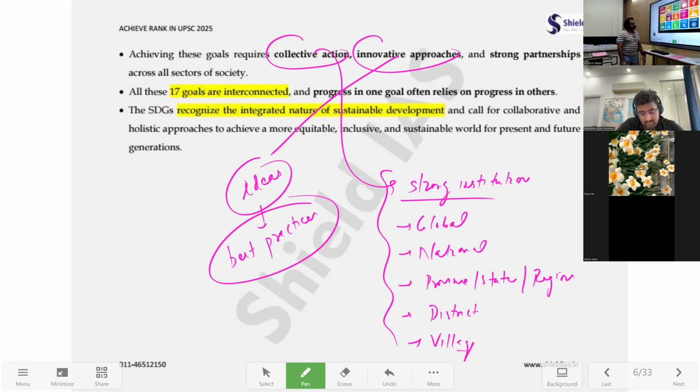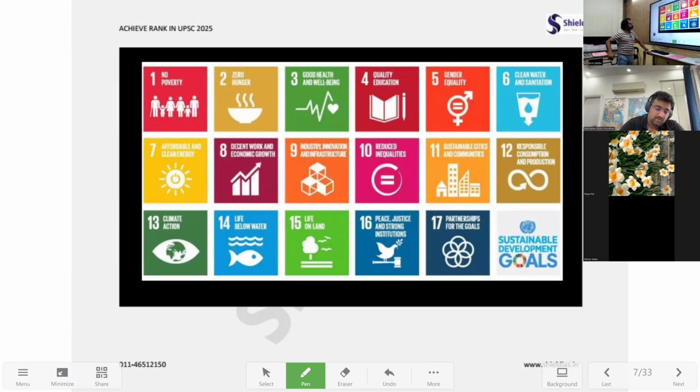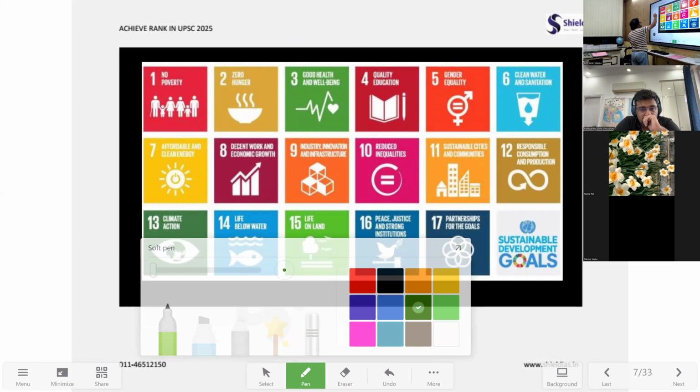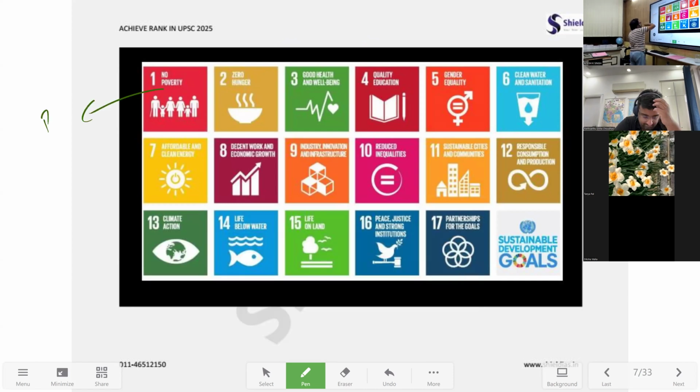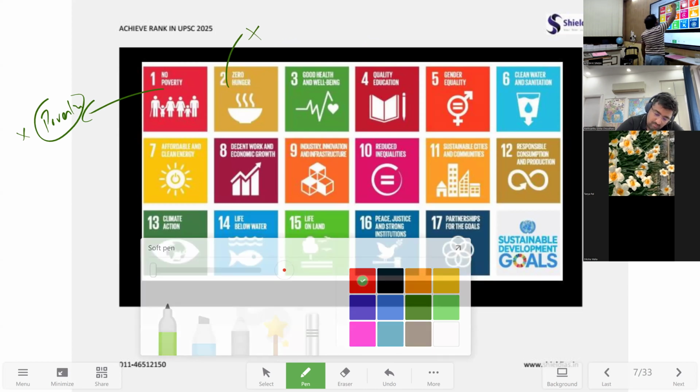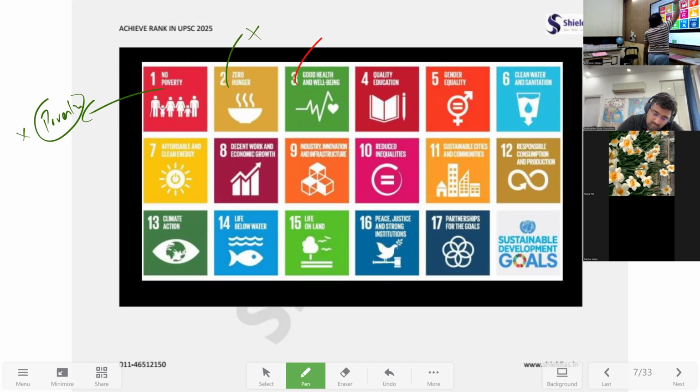So all these are 17 SDGs, sustainable development goals. Let's see them one by one. Now, first requirement is abolition of poverty. Now, how are these goals interconnected? When you reduce poverty, when you abolish poverty, definitely you will be able to eradicate hunger. You will be able to improve health, because poverty means money in the hands of the people. Money in the hands of the people will reduce hunger, will bring better access to health, will bring better access to what? Education.